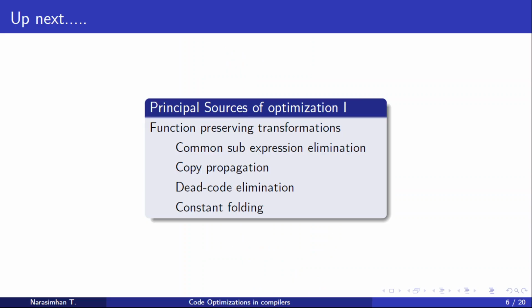So we will stop for now. In the upcoming video, we will learn about the principal sources of optimization. Typically, we will discuss the function preserving transformations and its examples like common subexpression elimination, copy propagation, constant folding, etc.